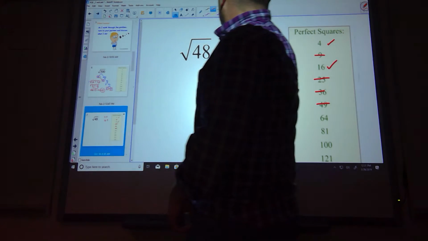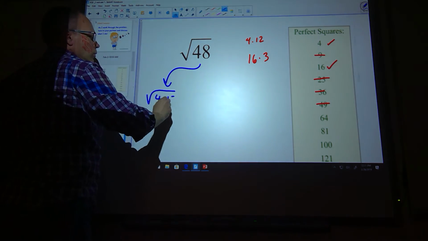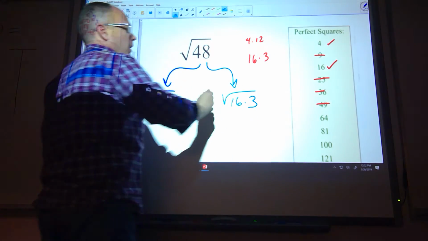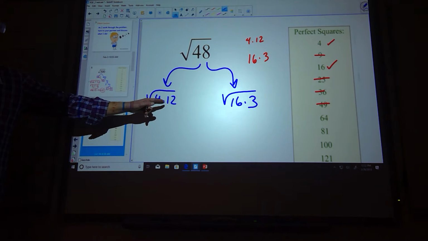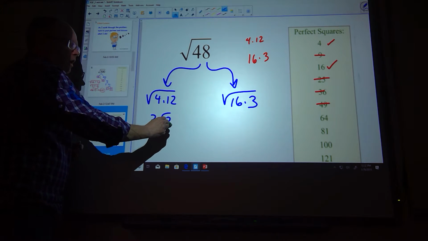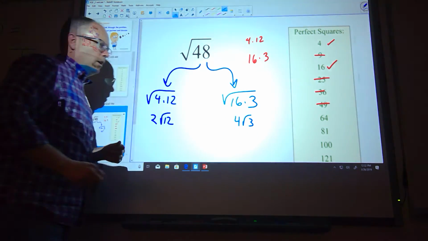So let's just write this 2 ways. I'm going to write this way, and I'm going to write it this way. These both get us the exact same answer. Do you agree? But what is wrong with root 12? So this should break down to 2 square root 12, and this should break down to 4 square root 3.